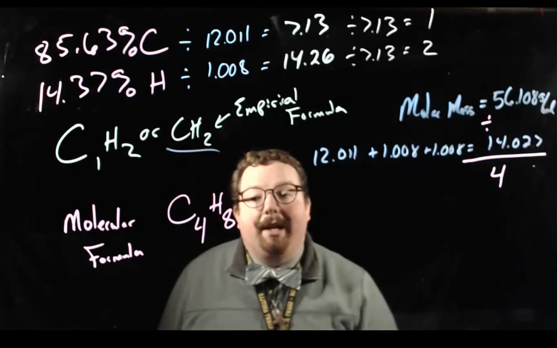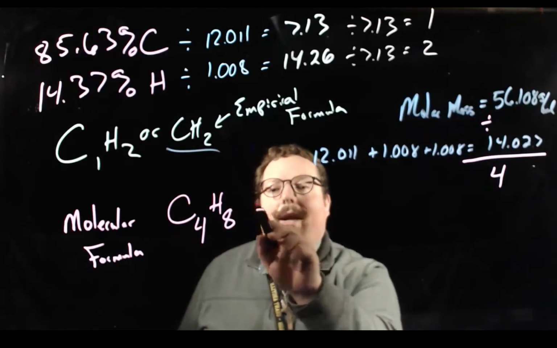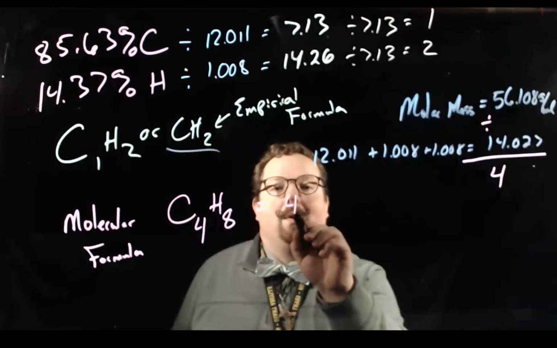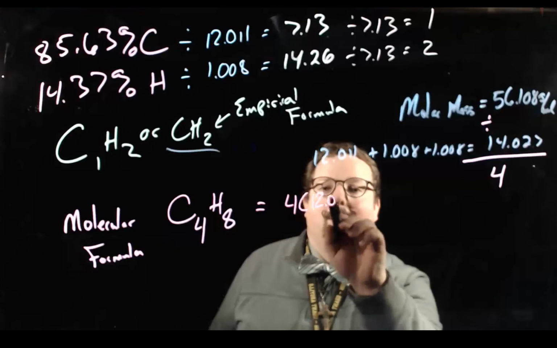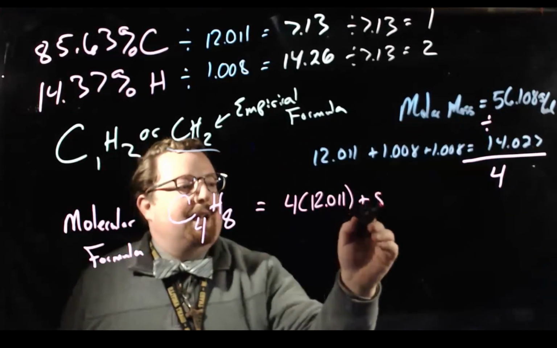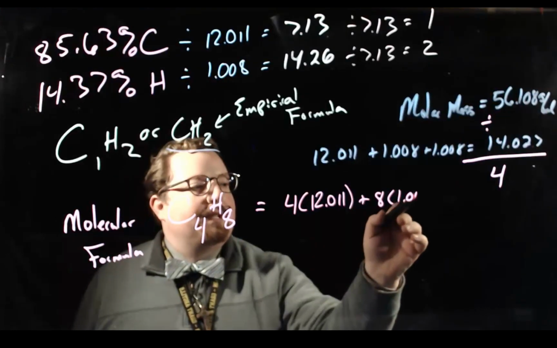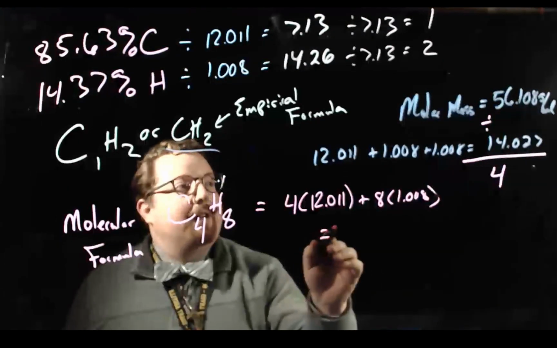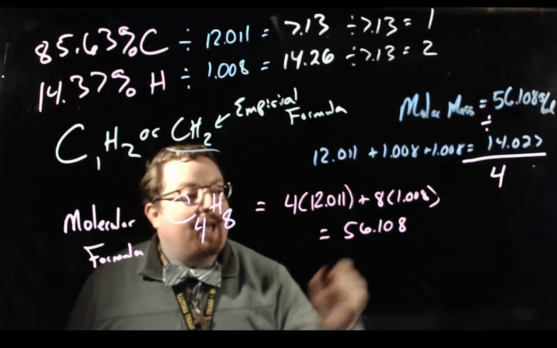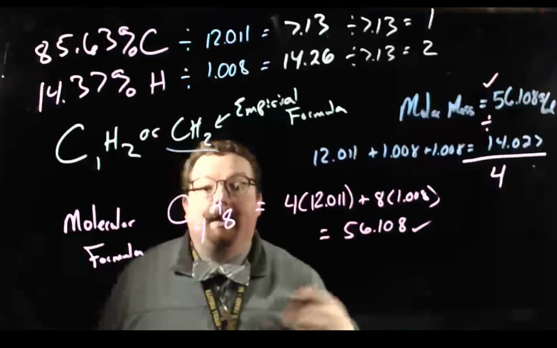Now if you want to double check your work here, go ahead and find the molecular mass of C4H8. That'd be 4 times 12.011 plus 8 times 1.008. Then it'll give you a molecular mass of 56.018. And that's right, because that's what it told us it should have been.